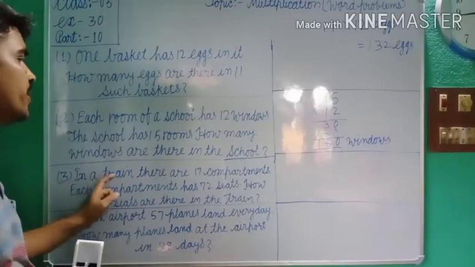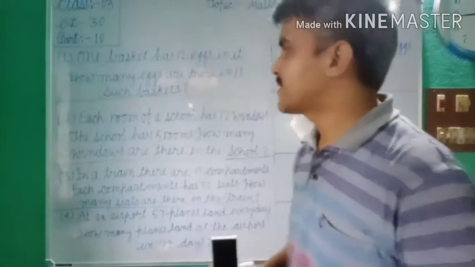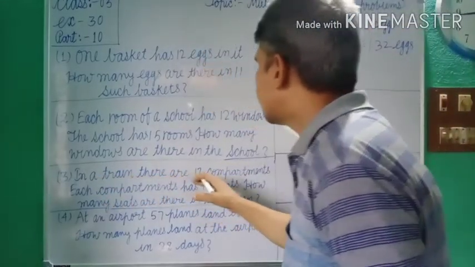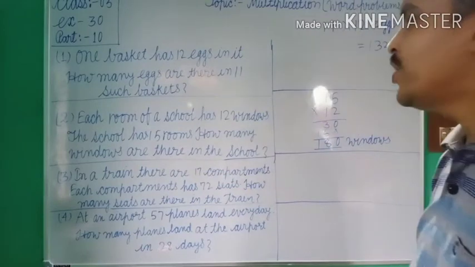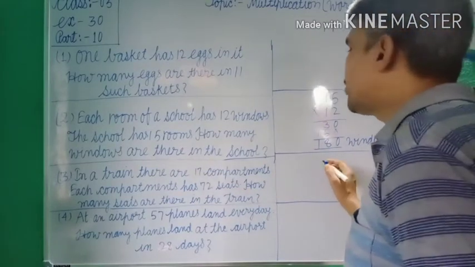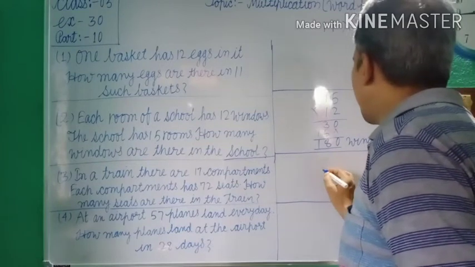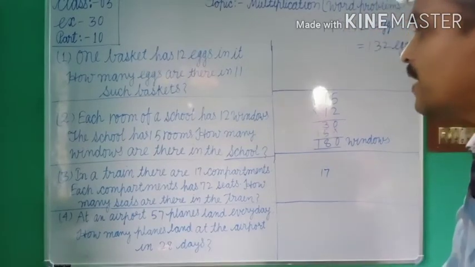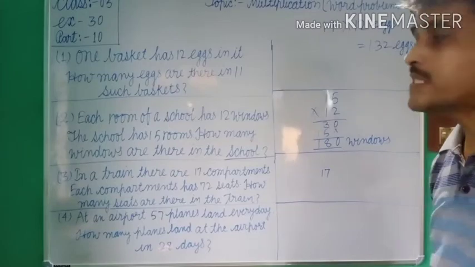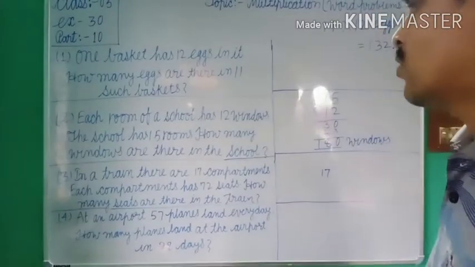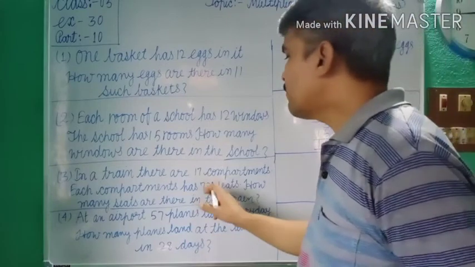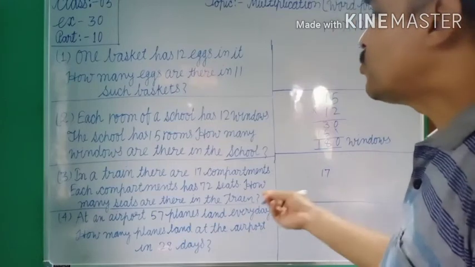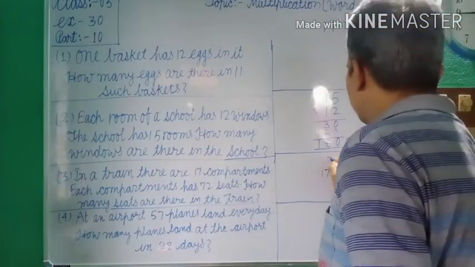Third question. In a train, you see the trains at railway stations. In a train there are 17 compartments. How many compartments in a train? 17 compartments. And each compartment has 72 seats. How many seats in a compartment? 72. So how many seats are there in the train? One compartment has 72 seats. So 17 compartments have more seats. Then you multiply, you find the answer.